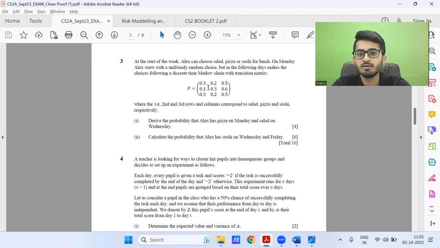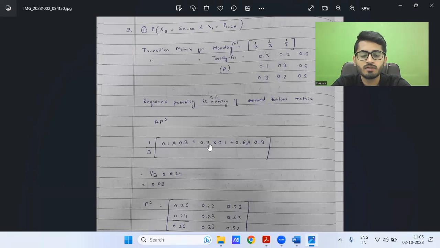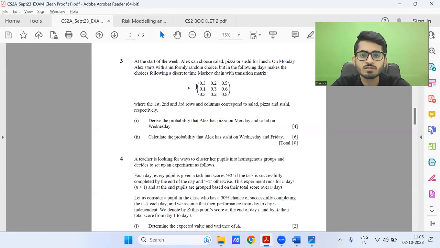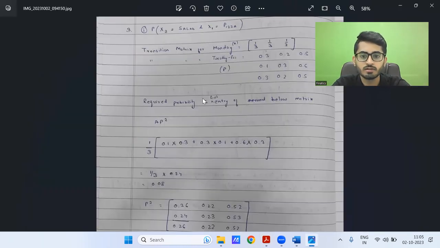And now once I have salad, my probability of having salad on the next day is again 0.3. So I have done 0.1. This seems to be incorrect. This should not be the case because this corresponds to pizza and this is salad. It should have been 0.3. Ignore that. And then what I have over here is 0.6. This is the probability of having, let's say, sushi on Tuesday. And if I'm having sushi, 0.6 into 0.3.